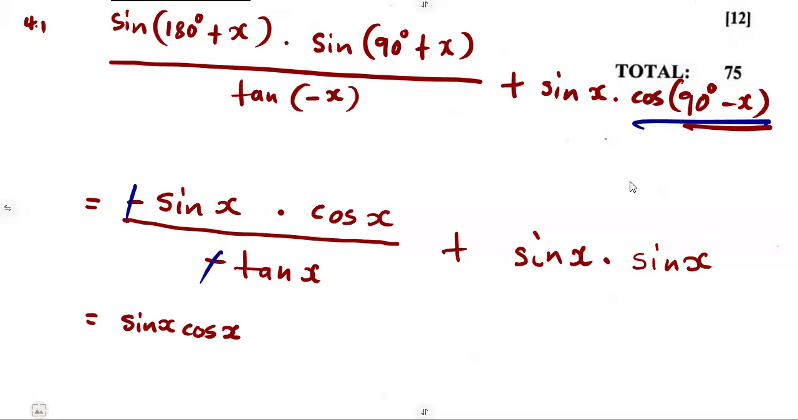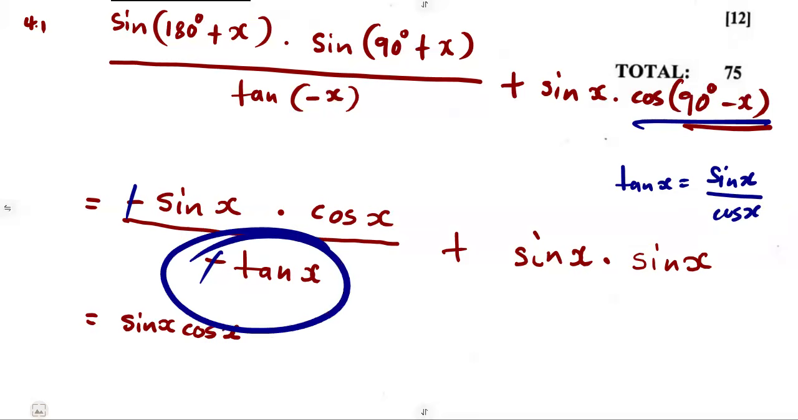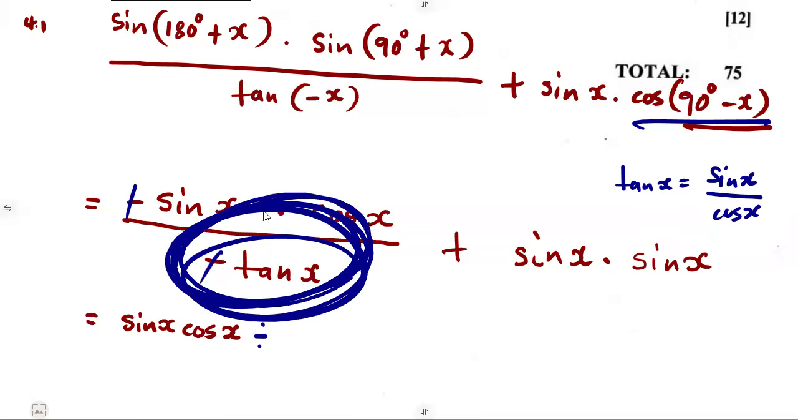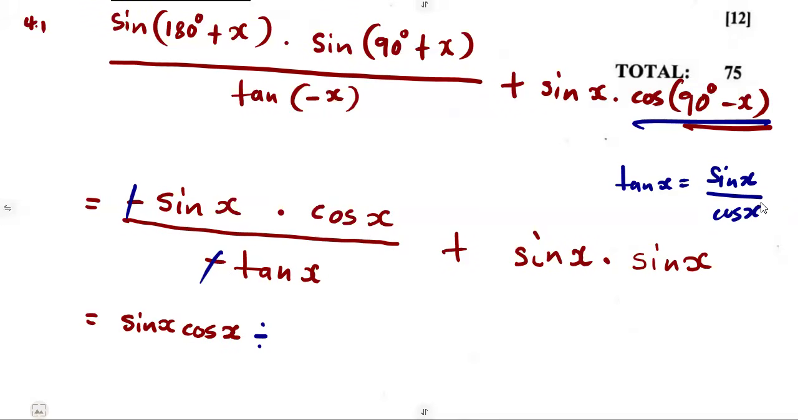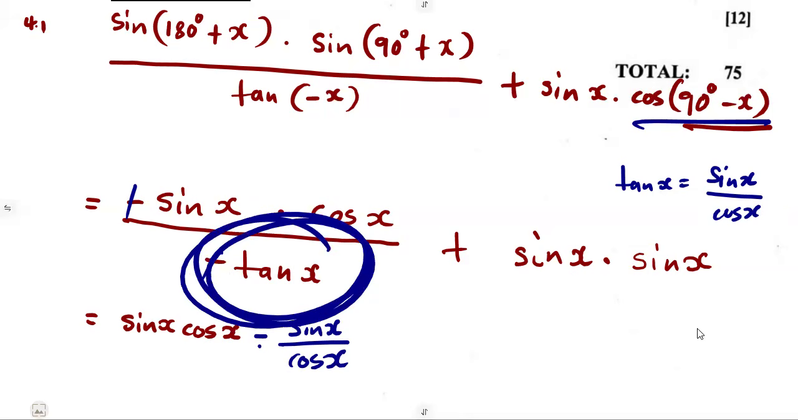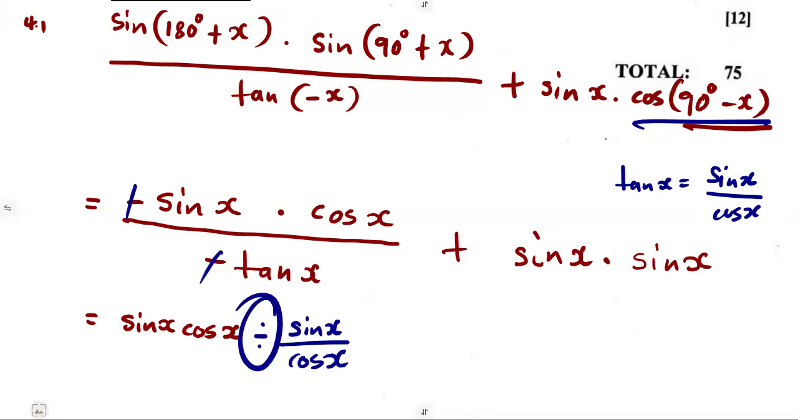Divided by tan, we know that tan x is equivalent to sine x over cos x. So what does it mean? It simply means that when we are saying divided by tan, we can write it like this: divided by sine of x over cos of x. We have just changed this division divided by division, tan as sine over cos. So this is the whole part of our numerator divided by the denominator that we had before. This is what it means.